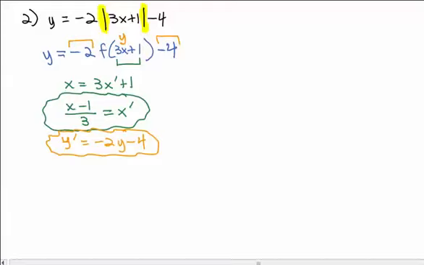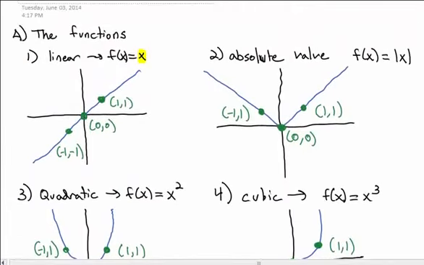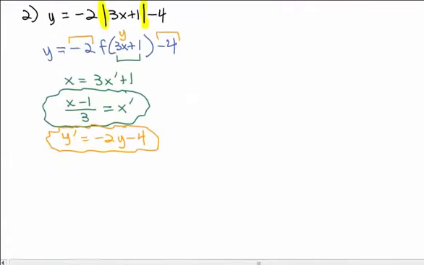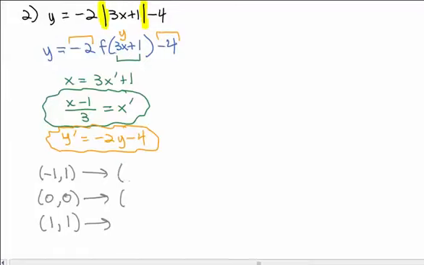With the absolute value, that was number 2 up above here, the key points are -1, 1, 0, 0, and 1, 1. We're going to attach them with a V shape. So the key points that we need to see how they're changing, -1, 1, 0, 0, and 1, 1. They're each going to change. The x's, we're going to subtract 1 and divide by 3. So -1 minus 1 is -2 thirds. 0 minus 1 is -1 thirds. And 1 minus 1 is 0 thirds, or just 0.